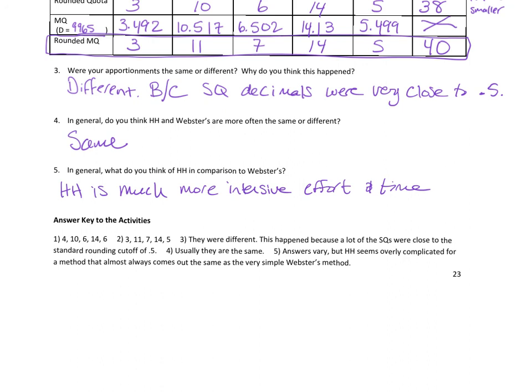So I think Huntington Hill, despite being the method that we use right now to apportion the House of Representatives, is not as good as Webster's. It's just an opinion, but I like Webster's. It's very easy to understand, and it's pretty straightforward. And it almost always gives the same result as Huntington Hill.